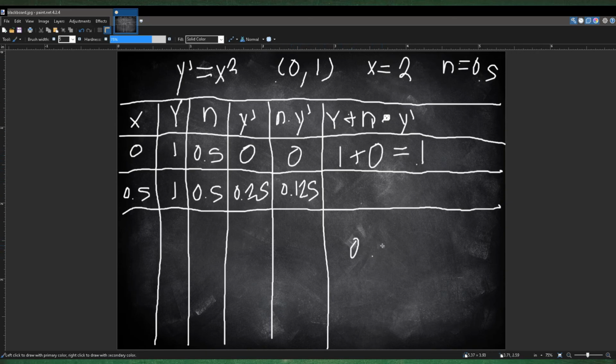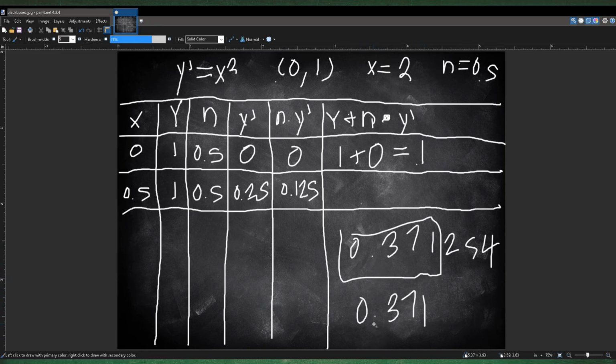So you have like 0.371254, right? I'm just making up random numbers. Basically, I only want to keep this number, right? So we're just going to use the rounding rules. Because 2 is lower than 5, we're just going to round down to 0.371.